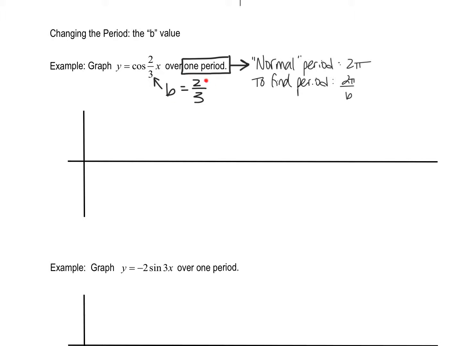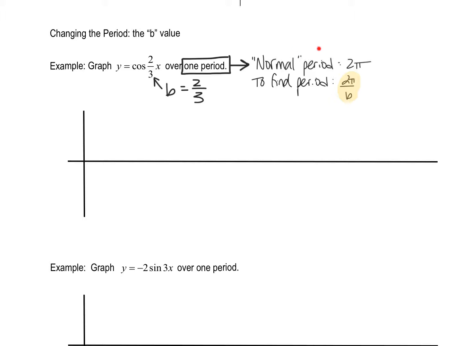That's referred to as b. And in order to figure out what our period is going to be, basically how long I am going to graph my trig function, you have to do this 2 pi over b situation. So this is a formula that you're going to want to have memorized because this is going to help us figure out what tick marks to put down here on our x-axis.